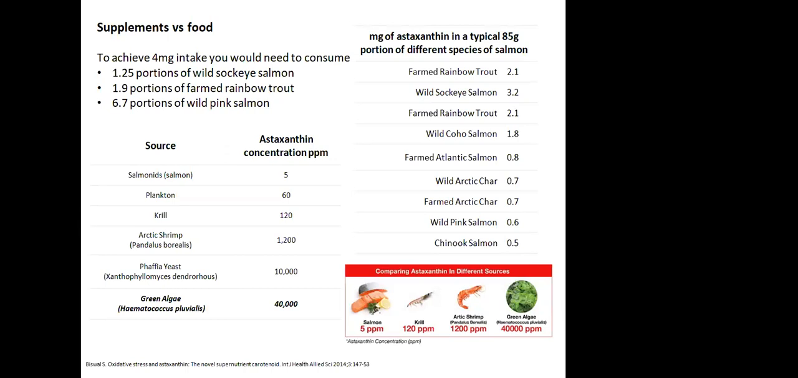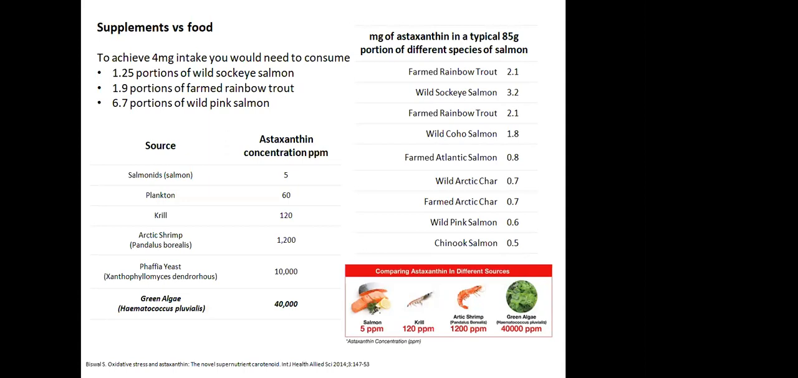I think the smallest capsule size of astaxanthin supplement delivers about 4 milligrams. So that's quite a big difference between 50 micrograms and 4 milligrams. In each of our astaxanthin supplements, we deliver 4 milligrams, and I'll explain why we've come to that dose in just a moment. 4 milligrams doesn't sound like a lot, but when we look at how much salmon we need to eat to get that amount, we can see it's quite a lot.